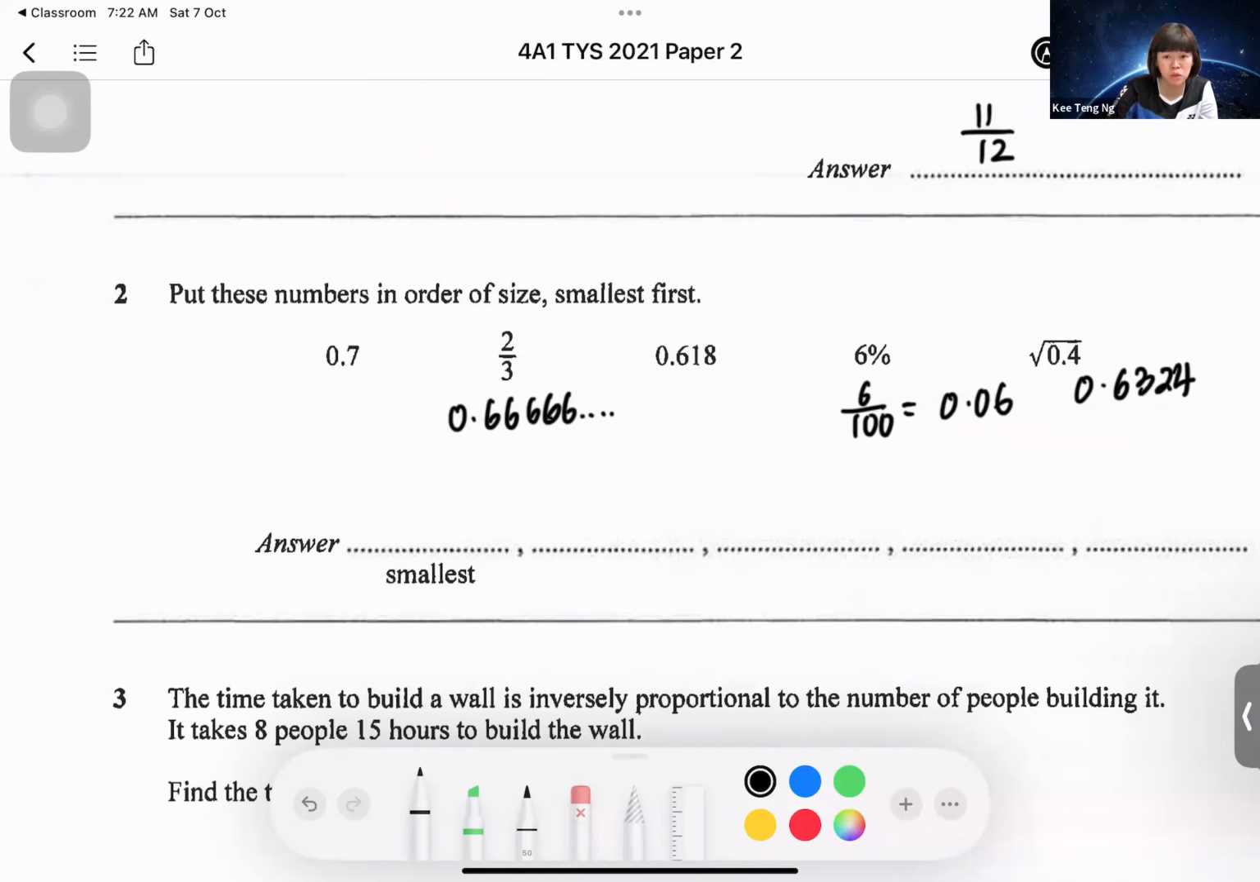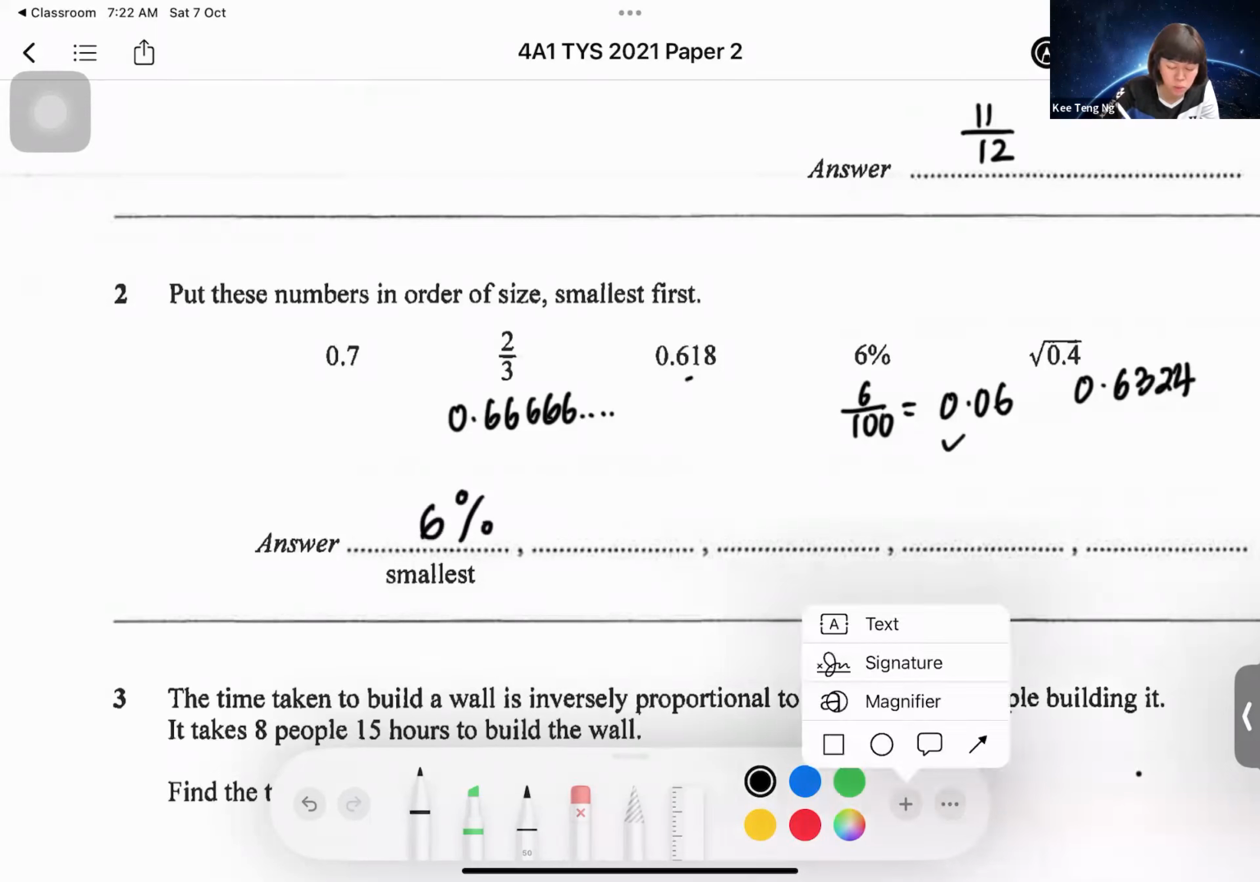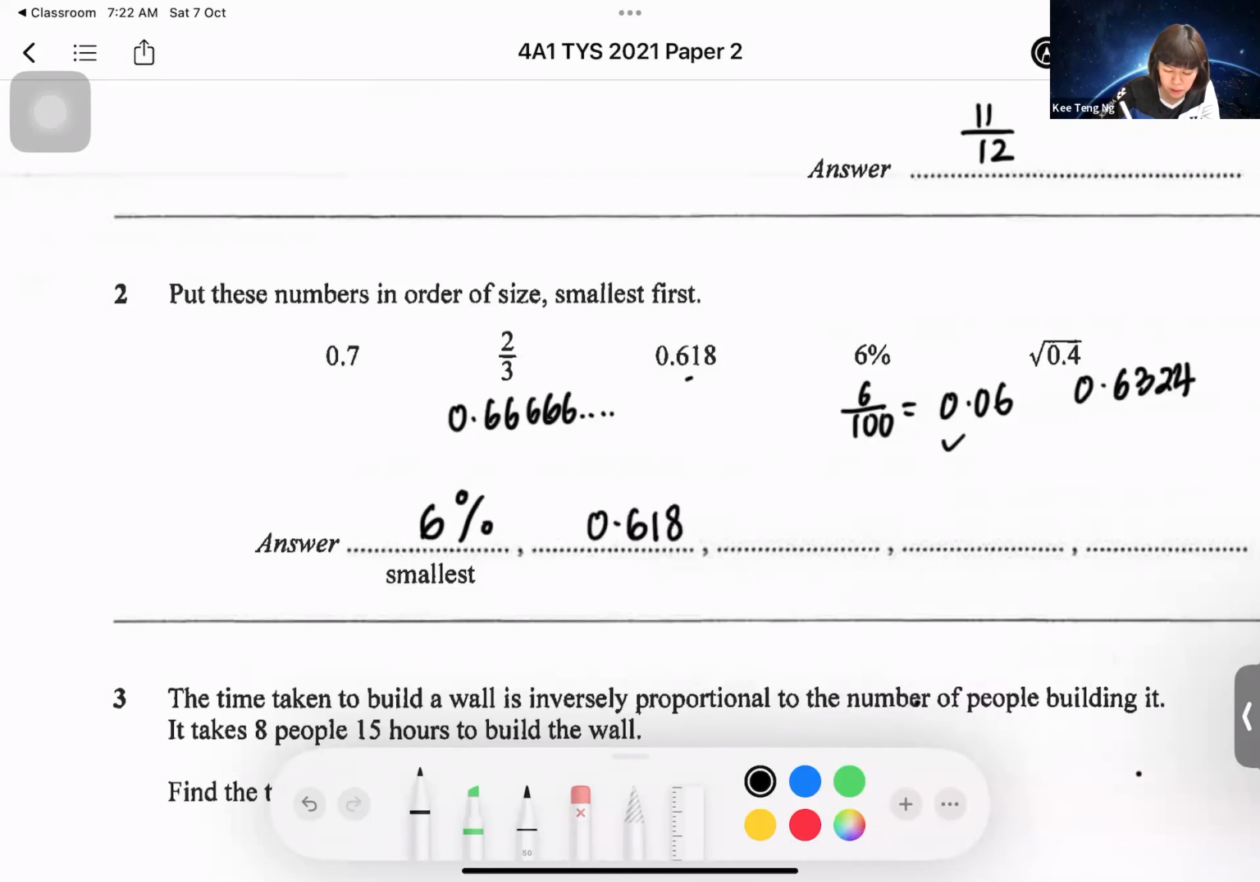Now let's put them in order, starting with the smallest first. The smallest will be 6%, which is 0.06, but I write the original number, 6%. The next smallest will be 0.618. Comparing the decimal places, the second position is 1, then 3, then 6. So the next one will be the square root of 0.4, followed by 2 over 3, followed by the number 0.7. Have you gotten the answer?